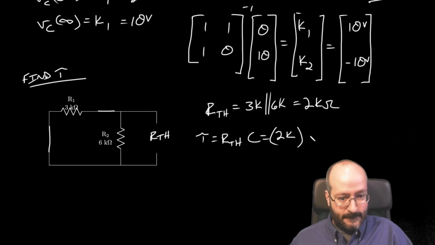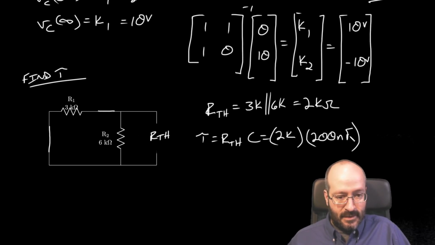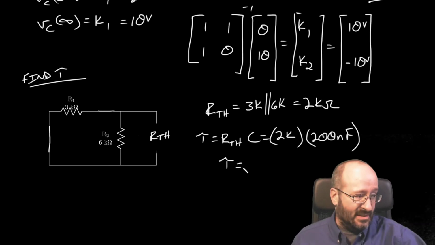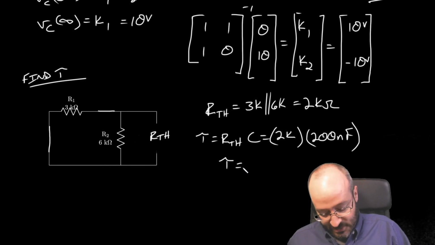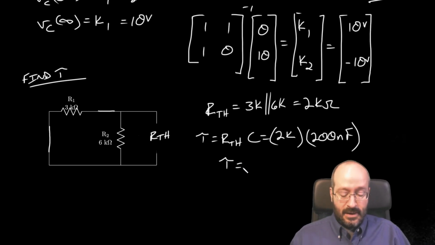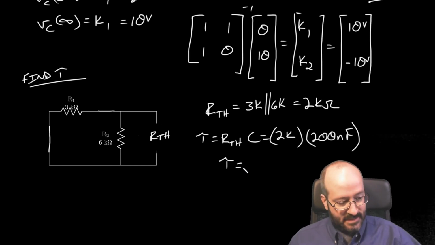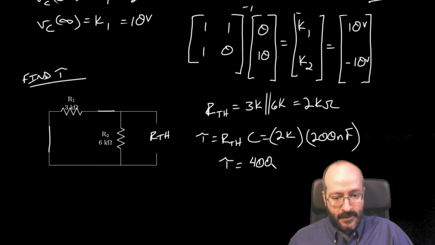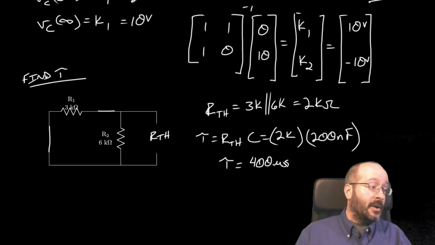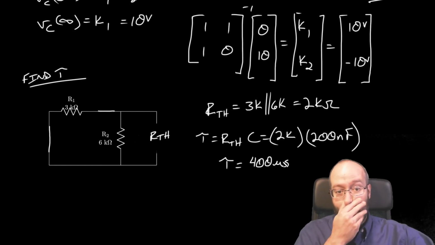Okay. 200 nanofarads. So if I go ahead and now I'm going to use the calculator because I don't trust myself with exponents. 2K times 200 nanofarads. Nano, E -9, right? So that's going to be 400 microseconds. Good stuff, huh?